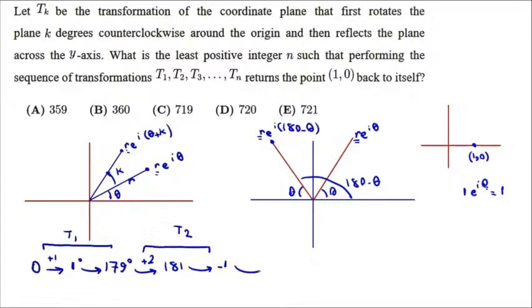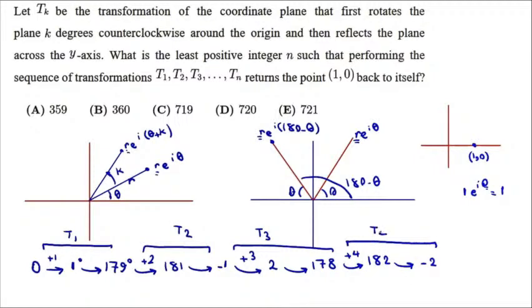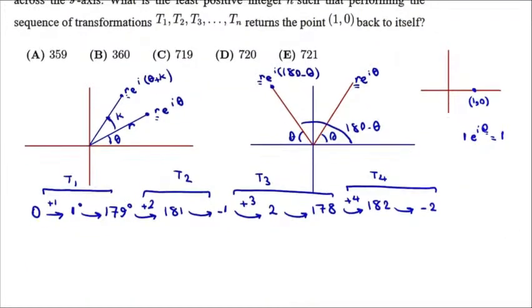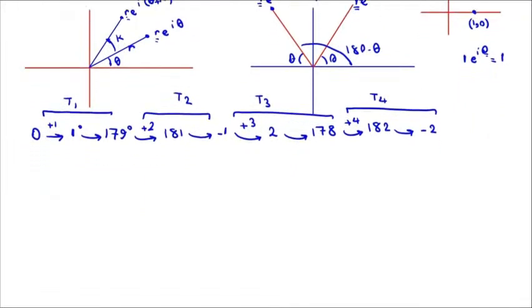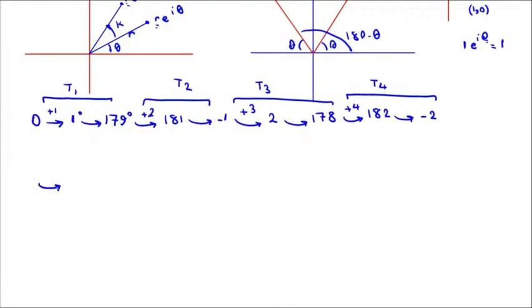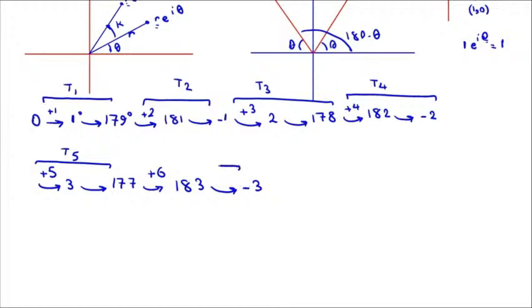Now, in the next step, we add 3, it will be 2. And this plus what is 180? 178. It is T3. We add 4, it will be 182. And this plus what is 180? Negative 2. It is T4. Like in the previous exam video I released, I said consider a small example, a special case. So I am writing T4, T5, T6 so that you understand completely what we should do. Plus 5 will be 3. 3 plus what is 180? 177. It is T5. Now let's check T6, plus 6. It will be 183. And then this plus what is 180 is negative 3. It is T6.